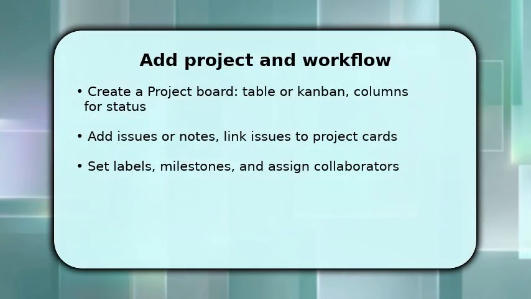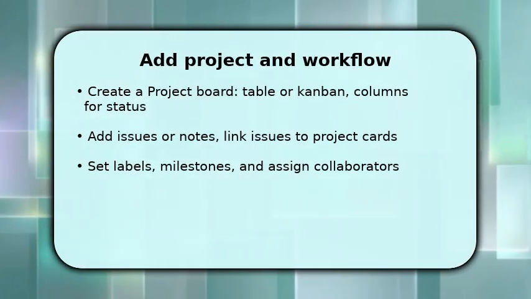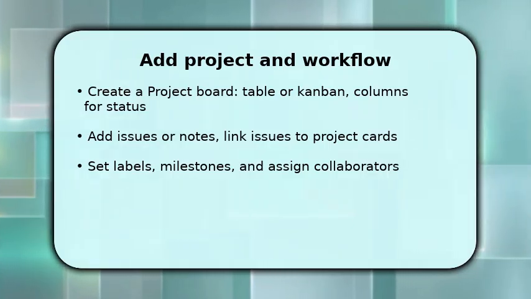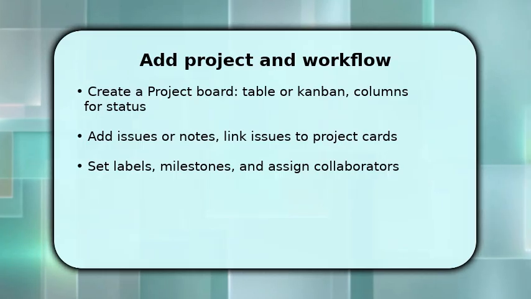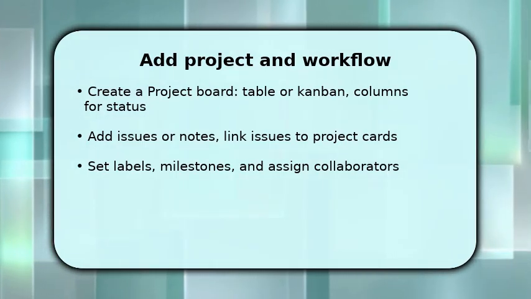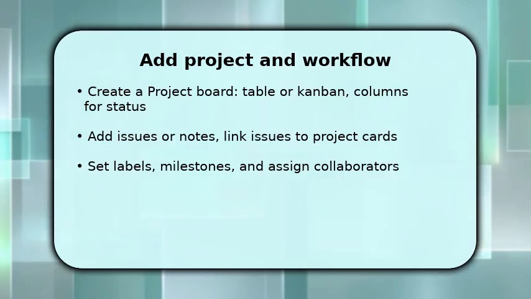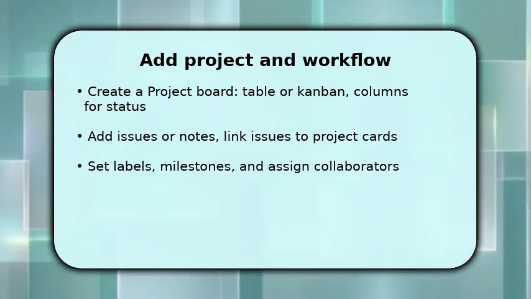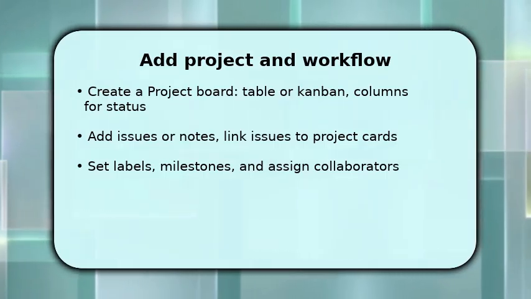Now you add a GitHub project to organize work. Create a board, pick a template like Kanban, and define columns that match your workflow. Once the board exists, create issues for tasks and drag them to the project or link via Projects field. This connects planning to code changes. Make sure to add labels, milestones, and assignees so priorities and ownership are visible.